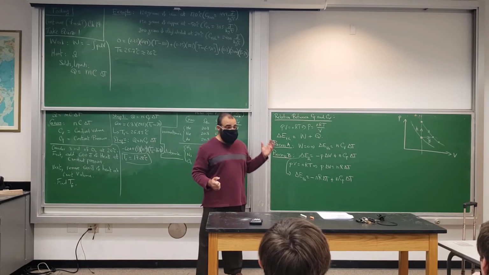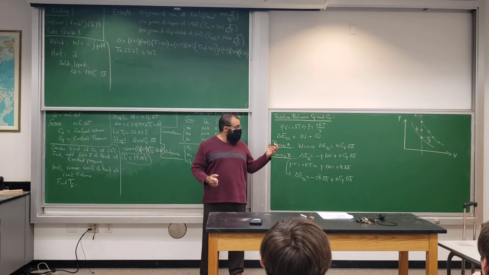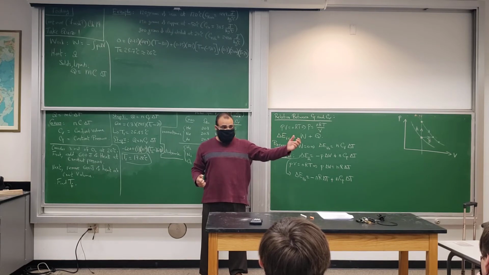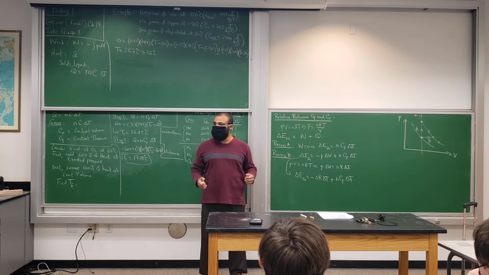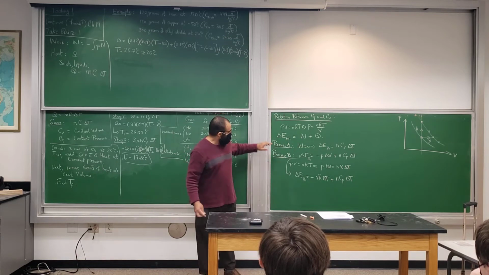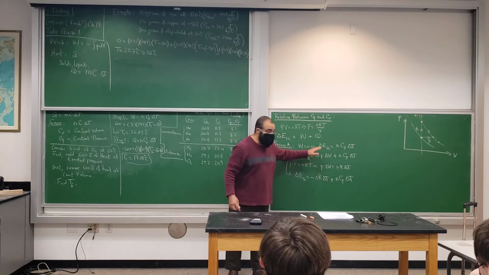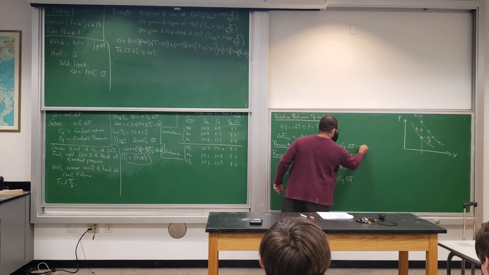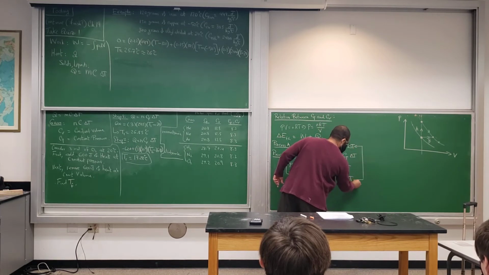Therefore, if they have the same temperature initially, it means they have the same thermal energy initially. If they have the same temperature at the end, they must have the same thermal energy at the end. So the change is the same in both cases. So in process A and process B, these delta E thermal, they are equal to each other. So we're going to equate them. We're going to equate this to this.